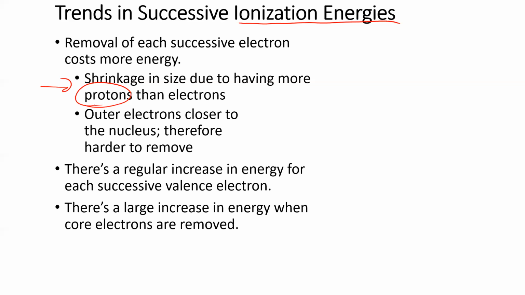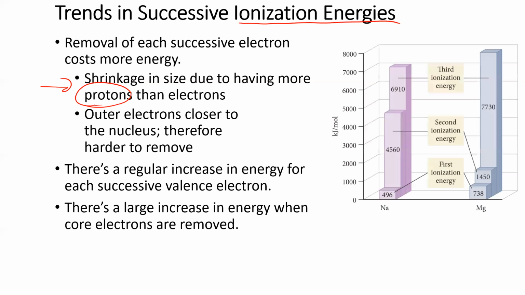But the purpose of this video is that there is a huge increase when core electrons are removed. Now, a lot of people struggle with this and they don't really get that, so I wanted to focus on this primarily. Here we have a table from your basic chem book, and on the y-axis it shows kilojoules per mole, so the amount of kilojoules of energy per mole of electrons removed from these elements. And they have sodium and magnesium to compare.